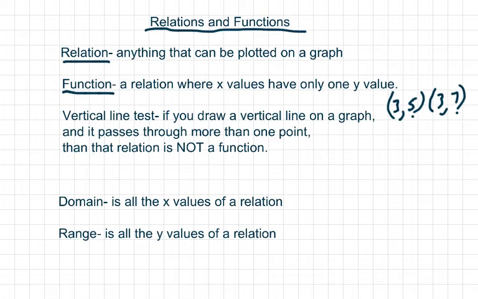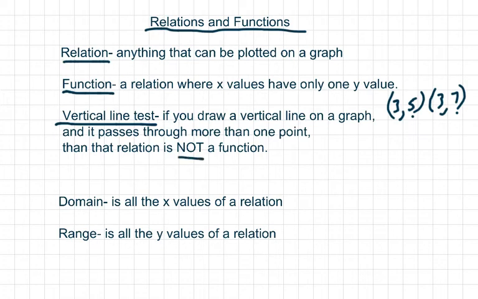Okay. So now, vertical line test. This is something we use on graphs, and I like to use this on equations too, because once we have something graphed, then we can tell just by using a vertical line test. So if you drew a vertical line on a graph and it passes through more than one point, then that relation is not a function.